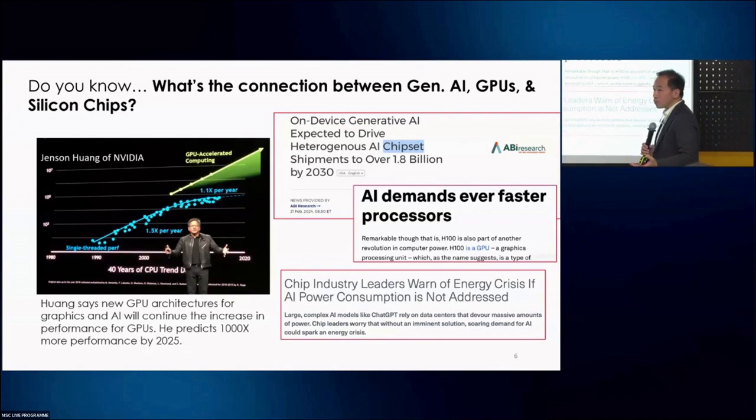But there are problems. Okay, so for instance, as more and more generative AI moves towards personal devices, it's going to basically enhance the use of chips. And we're talking about shipments over 1.8 billion by 2030. Then we need faster and faster chips to run bigger and bigger AI models. And then it's going to generate heat like crazy. So AI is not green, actually.